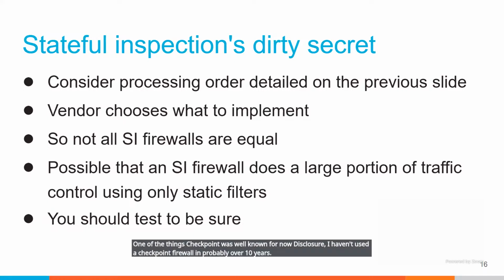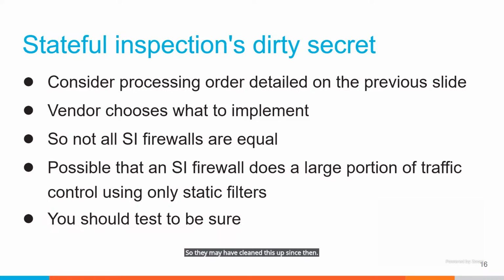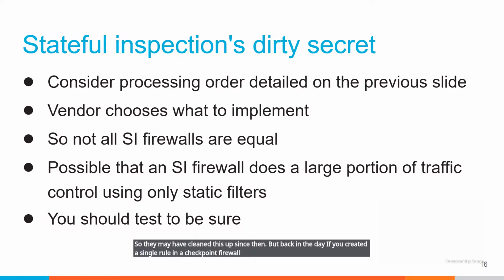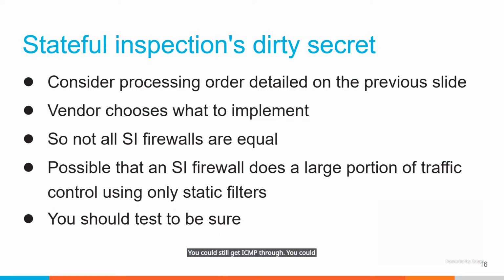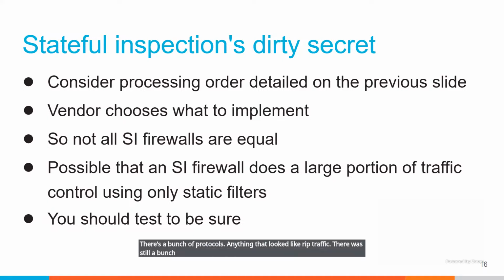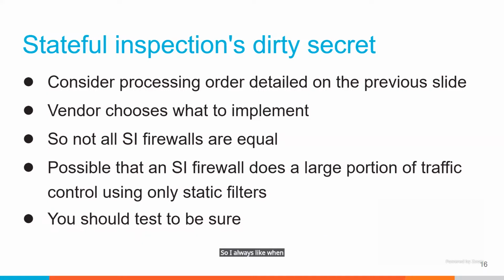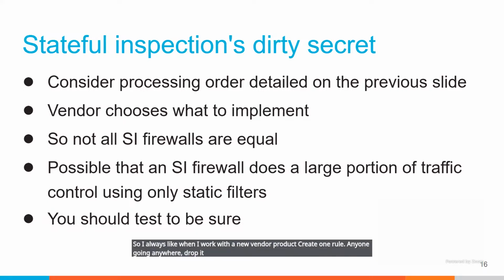So they may have cleaned this up since then. But back in the day, if you created a single rule in a Checkpoint firewall that said anyone going anywhere, drop it, you could still get ICMP through. You could still get UDP 53 through. There was a bunch of protocols they would still pass, anything that looked like RIP traffic. There was still a bunch of stuff that would get passed. They just wouldn't log it if you had an anyone going anywhere, drop it rule. So I always like, when I work with a new vendor product, to create one rule, anyone going anywhere, drop it, and now start crafting packets and see, do these actually make it through to the other side?